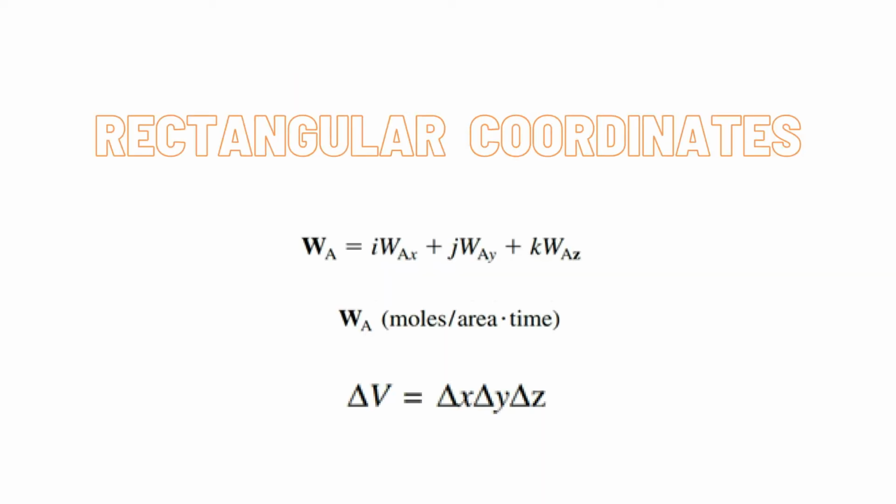We now apply the mole balance to species A, which flows and reacts in an element of volume. The change in V is equal to the product of change in x, change in y, and change in z, to obtain the variation of the molar fluxes in 3 dimensions.